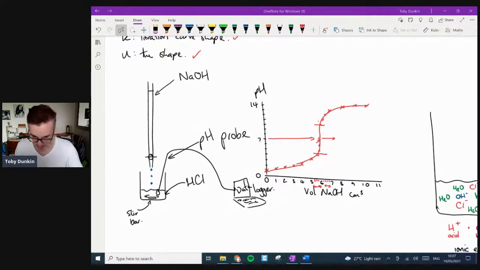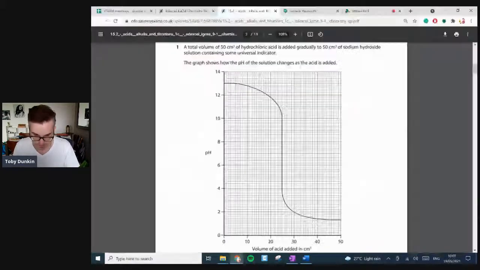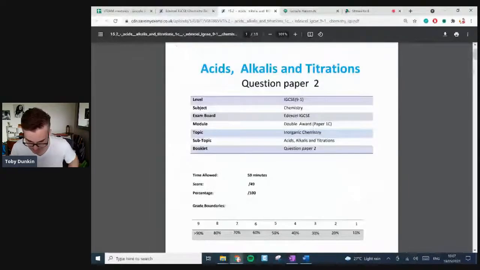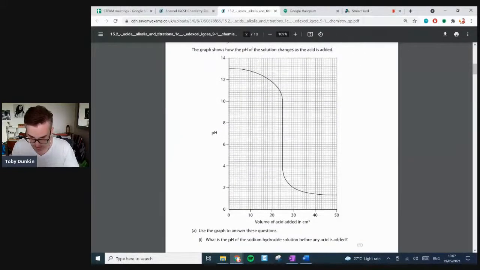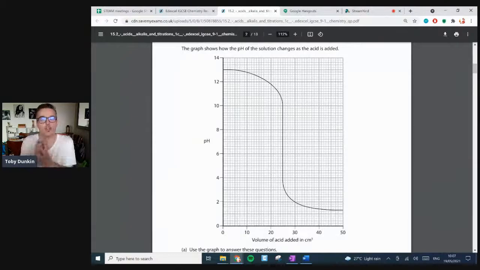See if I can track my ones. There you go. So there it is. This is, I can't remember which paper this is from. This is Edexcel iGCSE. I can't remember which paper it comes from, but there's the titration curve. And it's so important that I teach this, because otherwise you'd see that and be like, what is going on?